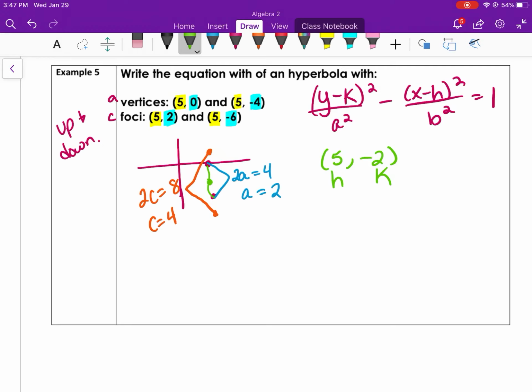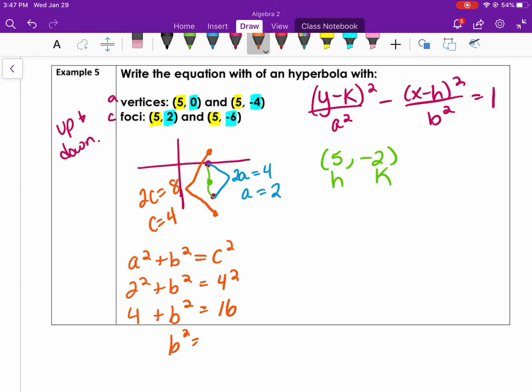HK. Again, I only have A and I only have C, so I will need to solve for B. So a squared plus b squared equals c squared in a hyperbola. So 2 squared plus b squared equals 4 squared. So 4 plus b squared equals 16. So b squared equals 12 if I subtract 4 on both sides.